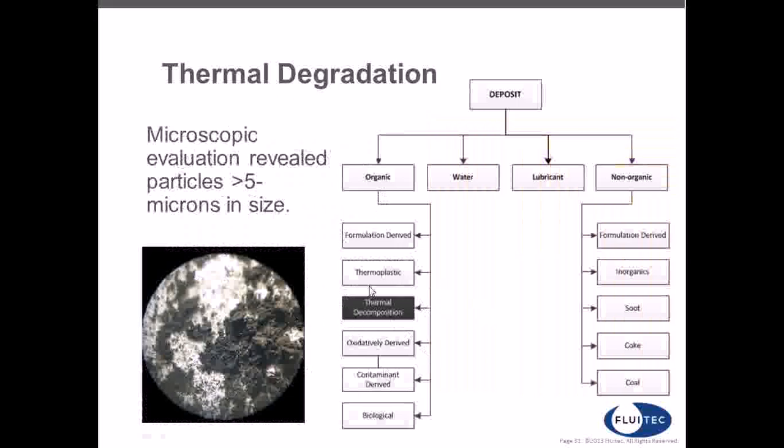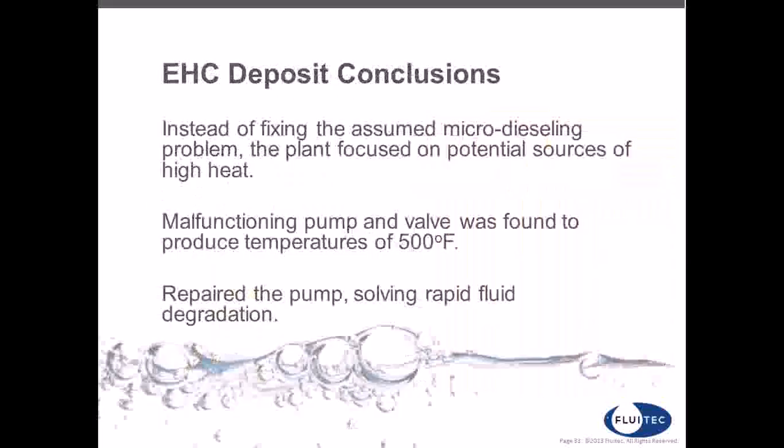So in this case, this was a thermal decomposition product that, in fact, was not from microdieseling. And the conclusions from this, in fact, we dove into non-microdieseling problems that could be contributing to this. We actually found there was a malfunctioning pump and a valve that was producing some extremely high temperatures in the system and were causing accelerated degradation and causing the formation of these coke-like products.